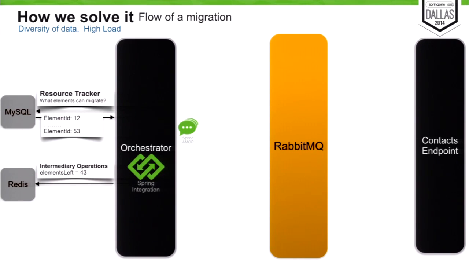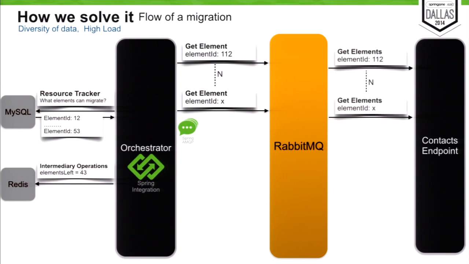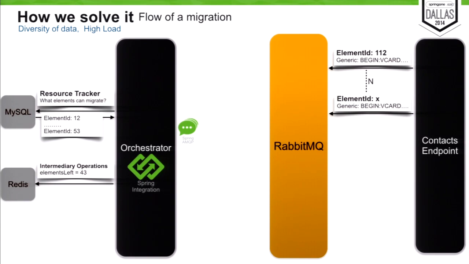After that, it asks the source endpoint for the elements. And the endpoint replies with the content of the element in a field called generic. So as you can see here, it is bigger because we're migrating contacts, but if we were migrating calendars, in this field we would have iCalendar, for example.